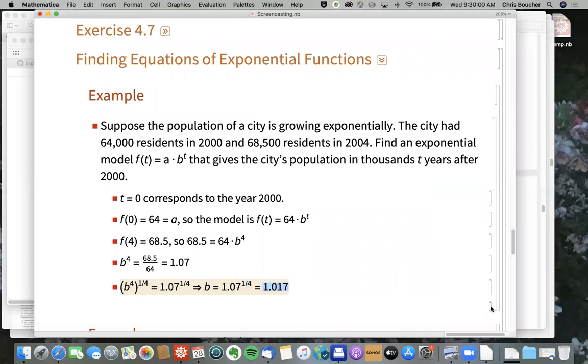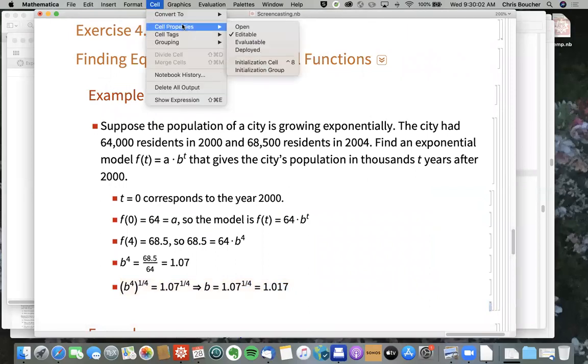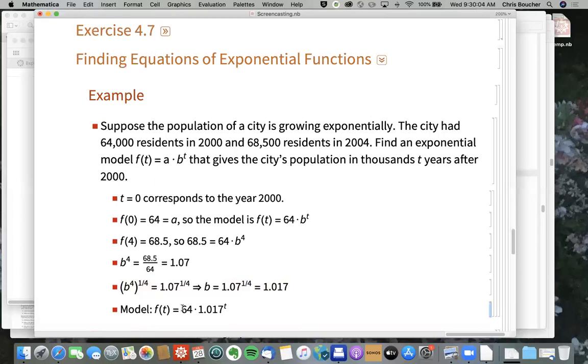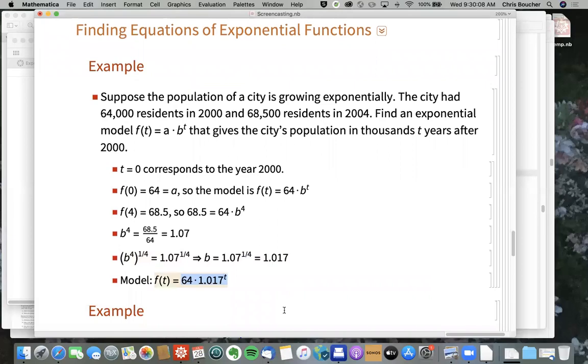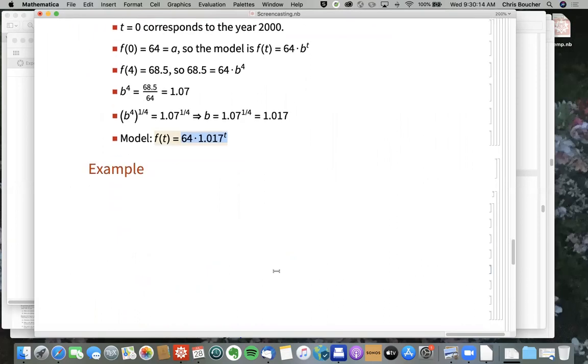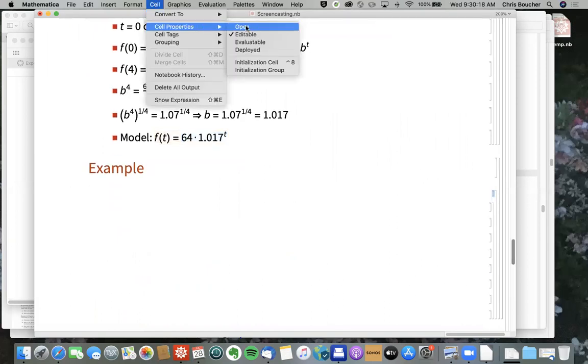Okay, so now I have the b value, and I have what's sometimes called a fully specified model. Here's my model for this city's population, and now I can estimate the population in any year after 2000 just by plugging in the appropriate t value. All right, here's another example.